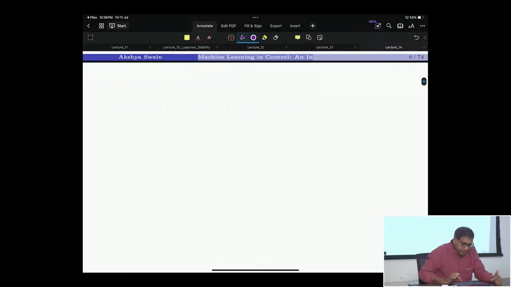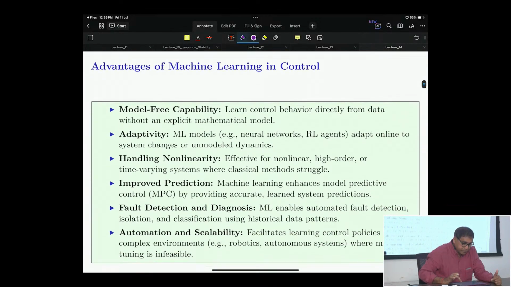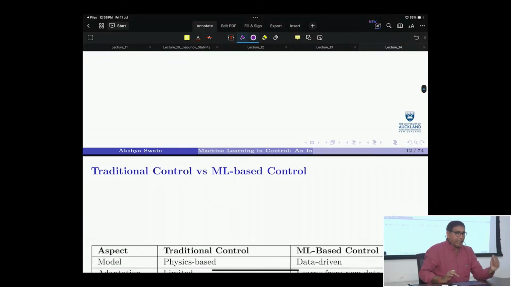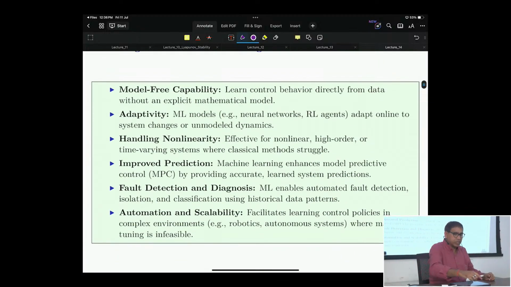You can read all these things. See, all these things I wrote here. This is just for the sake of delivering the lecture. I don't have those slides. I think I kept them somewhere.